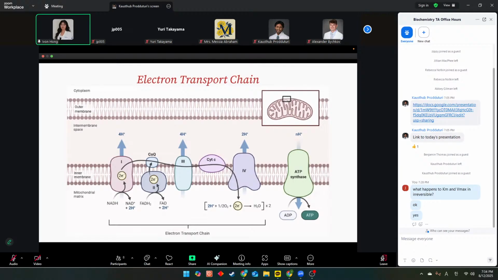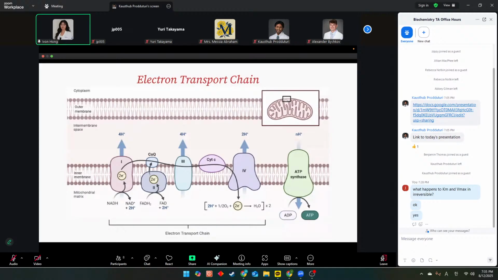Complex 2, which is on the matrix side of the mitochondria, doesn't directly pump the protons, but it will help with complexes 3 and 4. So it's more important to just know its function. You should know where the complexes are. You should know that 1, 3, and 4 are transmembrane. You should know that 2 is on the matrix side. CoQ is on the intermembrane side, more superficial.